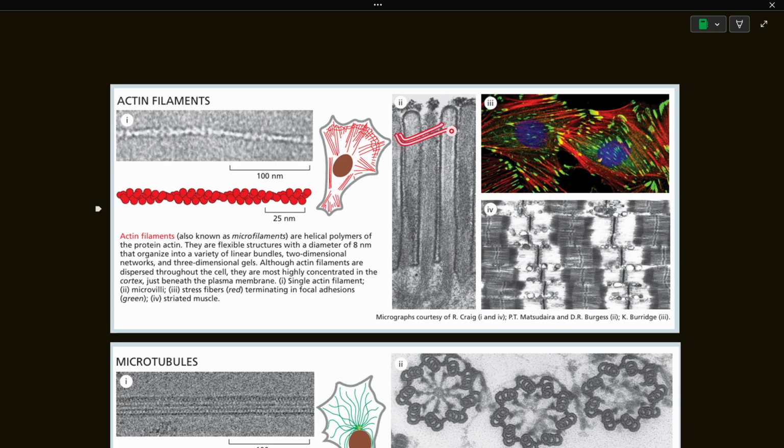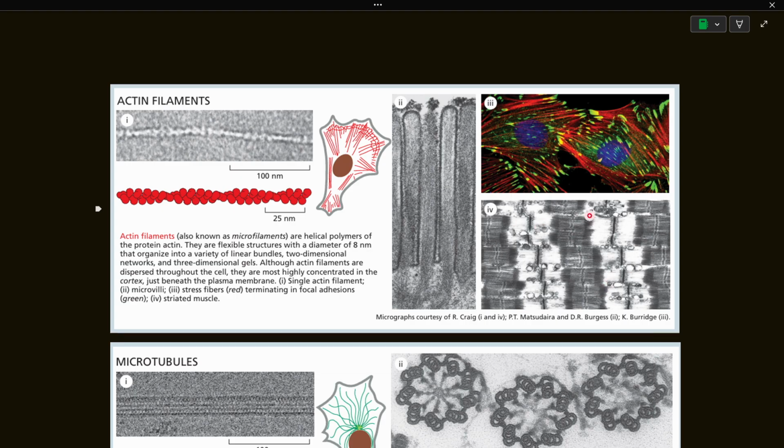So this is the diagram of microvilli, and here you can see the actin filaments which are stained, most probably with phalloidin. These are the actin filaments which are being stained. Again, a very important function of actin filaments is that they form the structural and functional unit of the muscles, which we call the sarcomere.